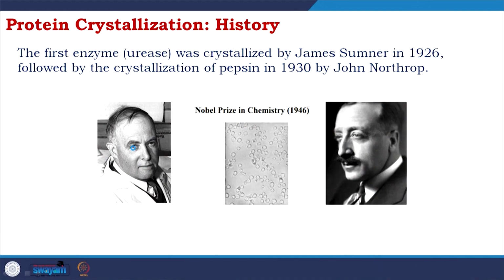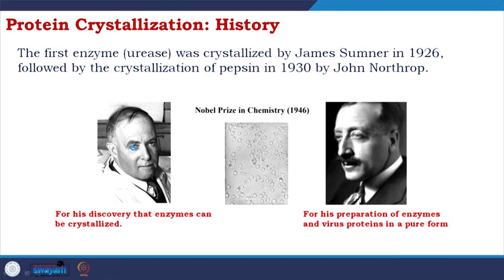The first enzyme, urease, was crystallized by James Sumner in 1926, followed by the crystallization of pepsin in 1930 by John Northrop. These two people got the Nobel Prize in Chemistry in 1946. For Sumner, it was for the discovery that enzymes can be crystallized. This was a very interesting and revolutionary step towards the development of the technique, which is protein crystallography.